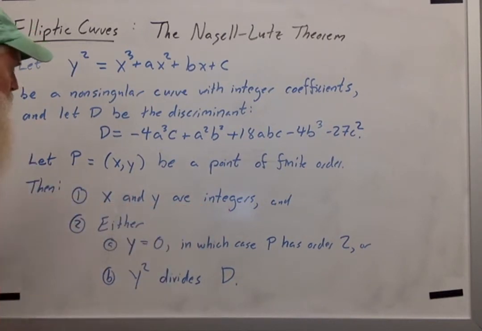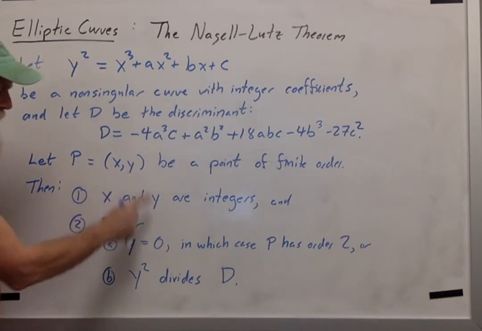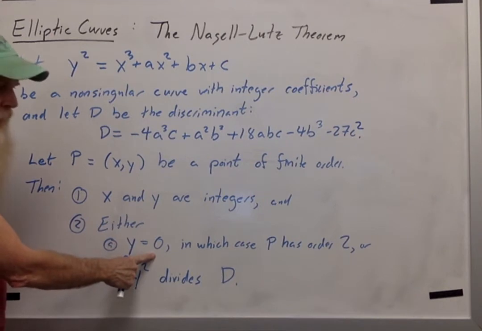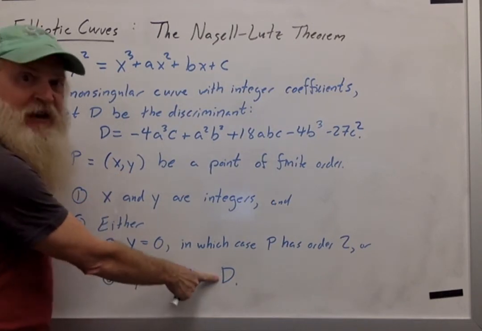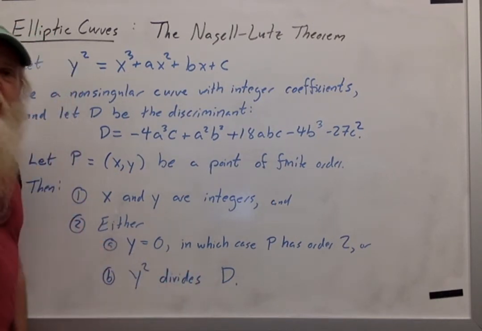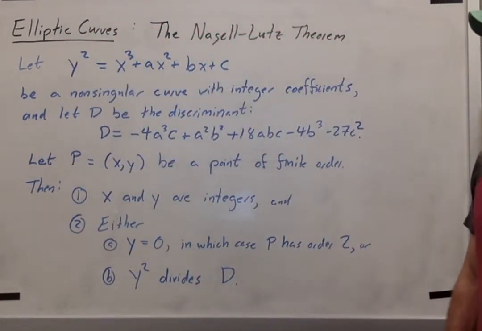And also, the y-coordinate of the point is going to either be equal to 0, in which case you have a point of order 2, or the square of y is going to divide the discriminant. So this really narrows down the number of possibilities of points of finite order.